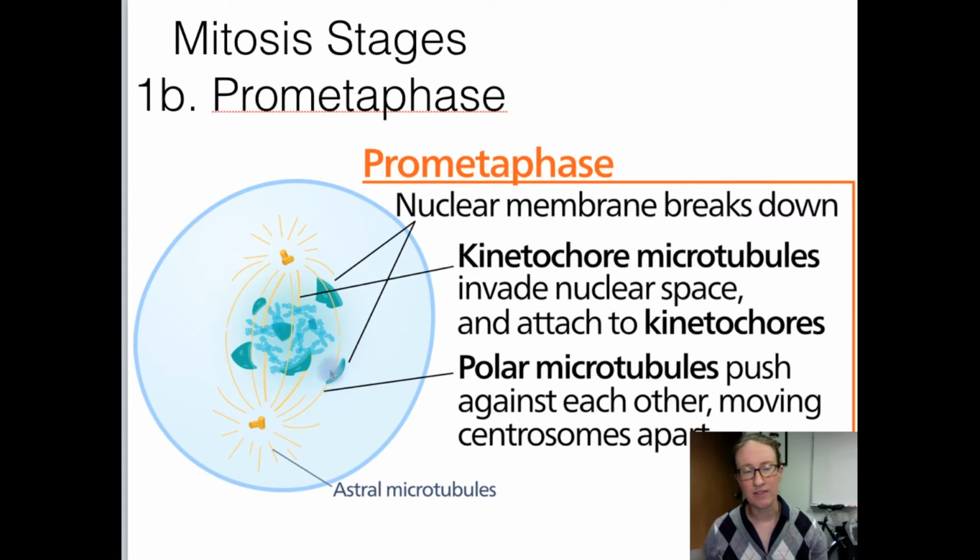And there's also another set of microtubules that comes off of these centrosomes that are called the polar microtubules. And those are microtubules that don't hook up to chromosomes, but instead they're going to push against the microtubules coming from the opposite centrosome. So they're going to help keep those centrosomes apart from each other, kind of maintain some structure.